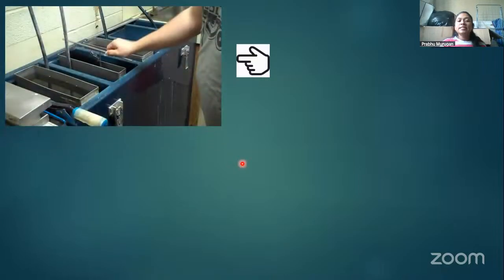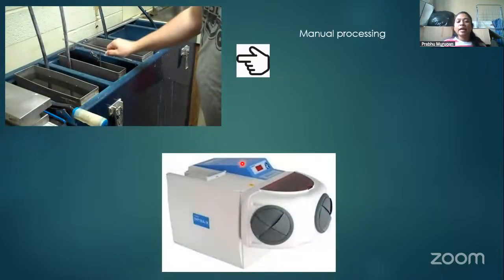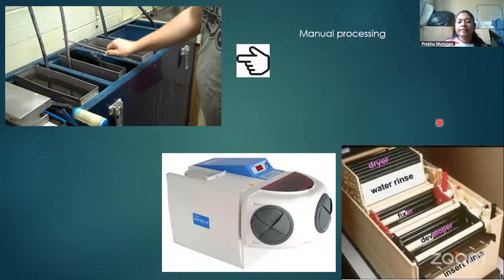So these are the two main types of processing. One is manual processing. Second is your automatic processing. Manual, that we all mostly do, right? First you immerse it into the developer, then water, then fixer. In case of your automatic processing, it will have turbines, right? So first it will pass through the developer, then through the fixer, and last through water. And then it has a dryer. Finally it will get dried, and then it will come out.